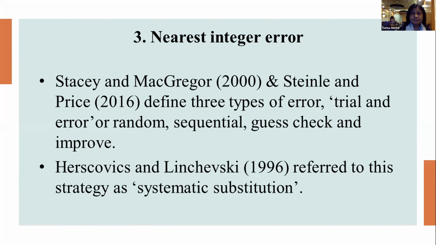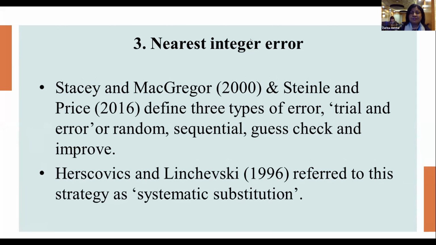The third is the nearest integer error. Stacey, MacGregor, Stanley and Trice also defined the nearest integer error with three types: trial and error, random, sequential guess, check, and improve. In these, students go to the nearest integer. Like if the answer is 1.8, they say the answer is 2. Or if the answer is 1.34, they say 0.7, or they omit the decimal part.